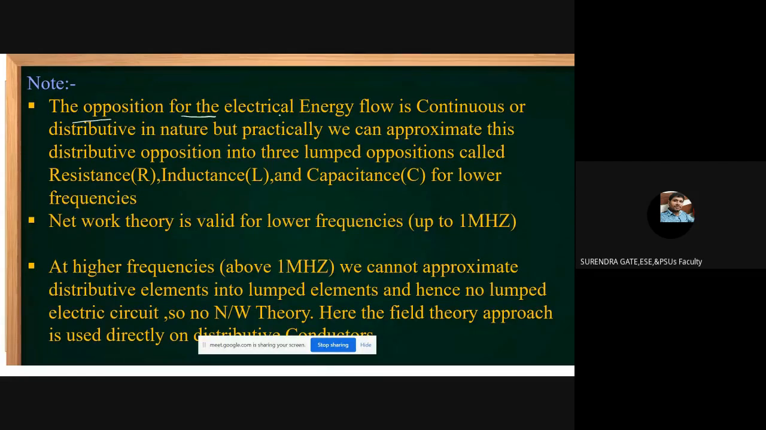The opposition to the electrical energy flow is continuous or distributive in nature, but practically we can approximate this distributive opposition into three lumped oppositions called resistance, inductance, capacitance for lower frequencies. But this approximation is applicable only for lower frequencies up to 1 megahertz. These oppositions are approximated as lumped. Actually, it is of a distributive nature. What is the distributive element? What is the lumped element?